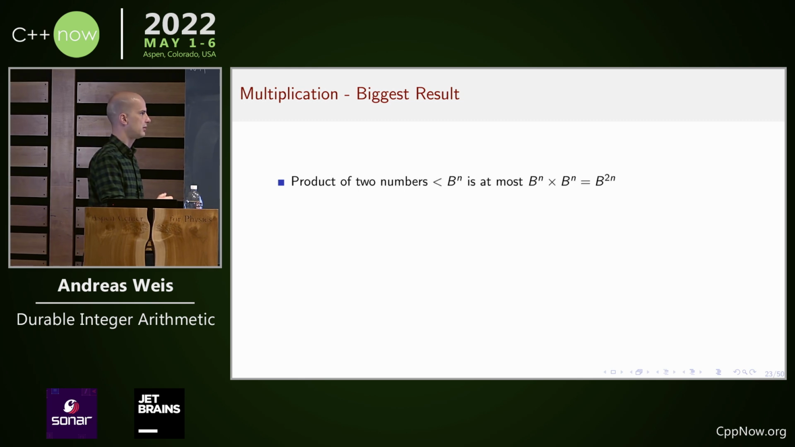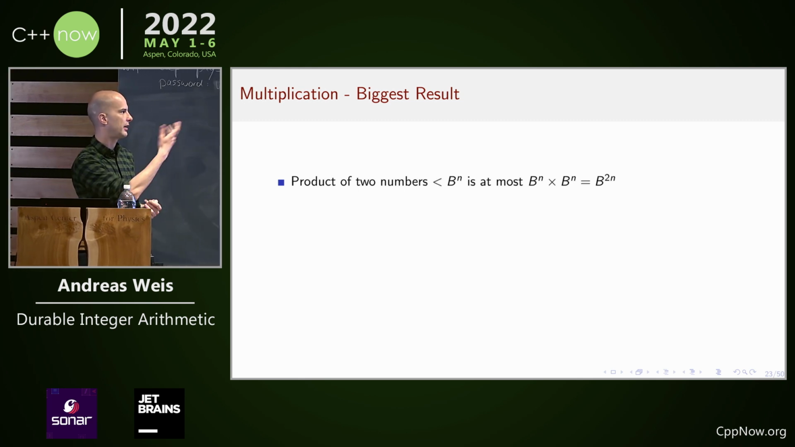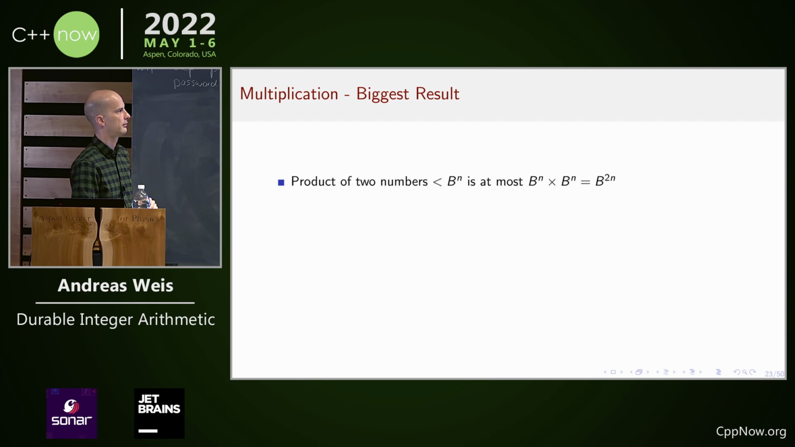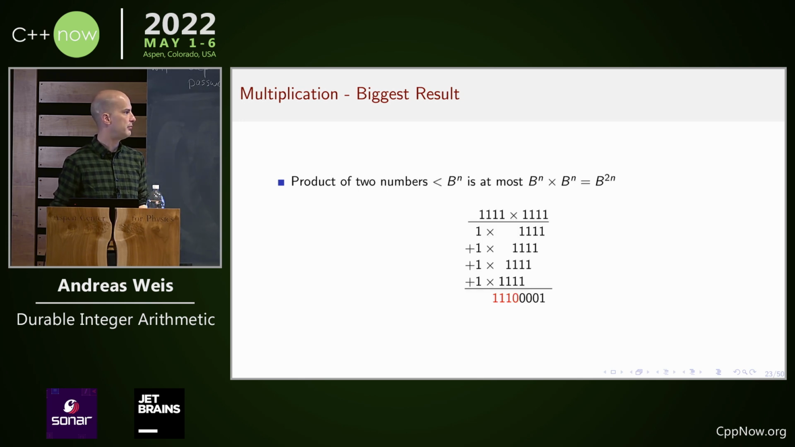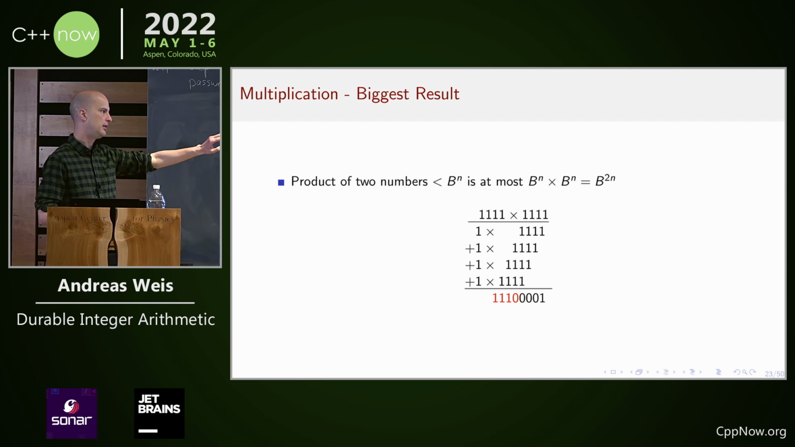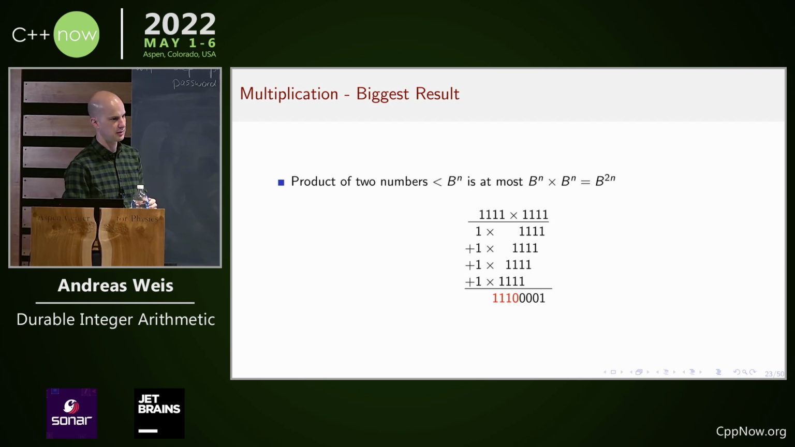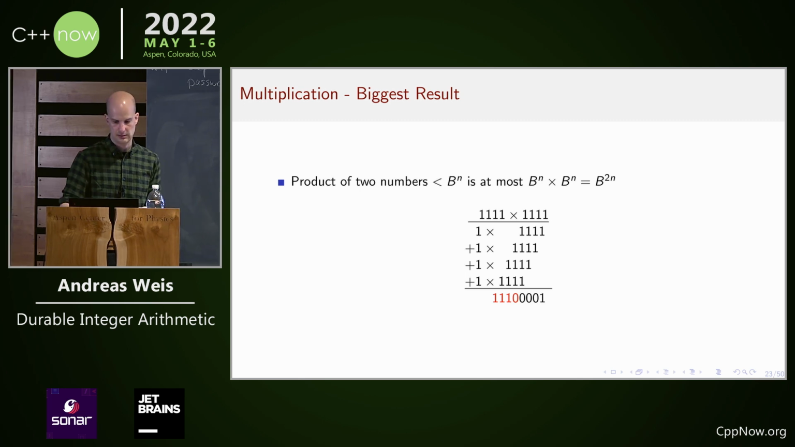So the biggest result of the multiplication, if I again look at the worst case, multiplying two numbers of the order b to the power n, the result is of the order b to the power 2 times n. So that means I will need, in the worst case, twice the number of bits that I had for the inputs, right? For our 4-bit integer case, this is exactly this example.